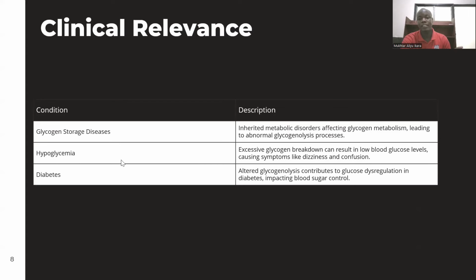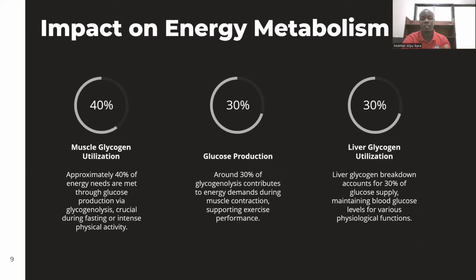And we have hypoglycemia. Excessive glycogen breakdown can result in low glucose levels, causing symptoms like dizziness and confusion. Hypoglycemia is also associated with diabetes. Altered glycogenolysis contributes to glucose dysregulation in diabetes, impacting blood glucose control. We are going to look at them in detail in my next video.